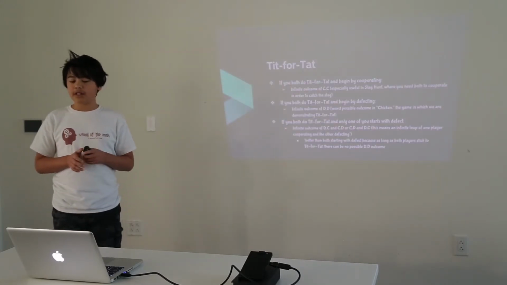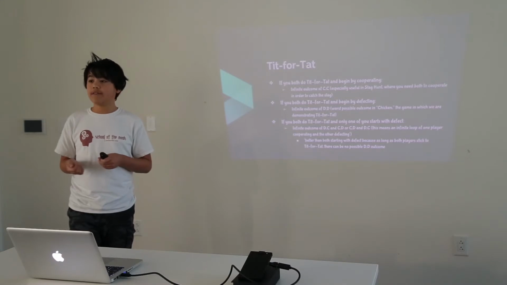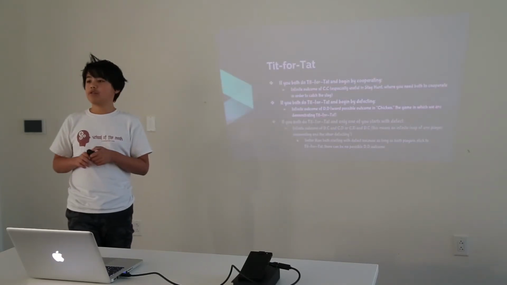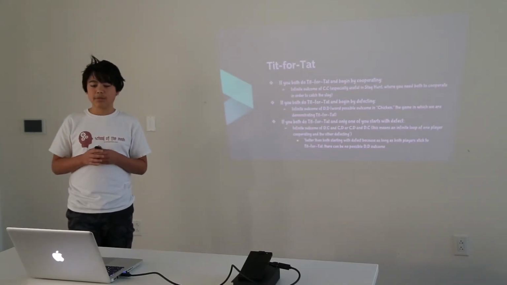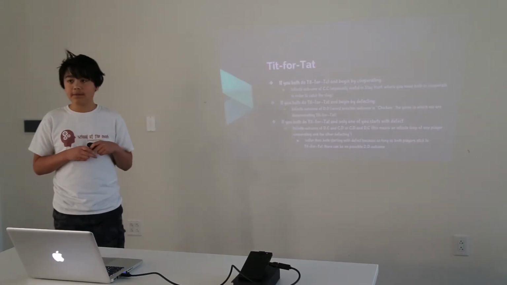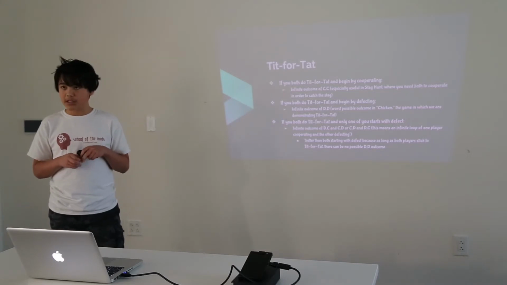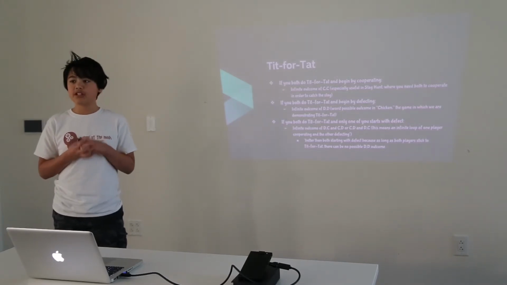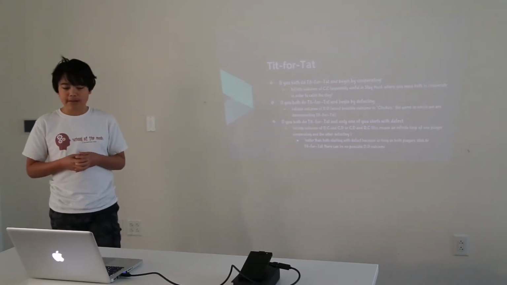So if we both do tit for tat and begin by cooperating, we have an infinite outcome of double cooperate, which is especially useful in Stag Hunt, where you both need to cooperate in order to catch a stag. If we both do tit for tat and begin by defecting, you have an infinite outcome of double defect, which is the worst possible outcome in Chicken and pretty much every other game.